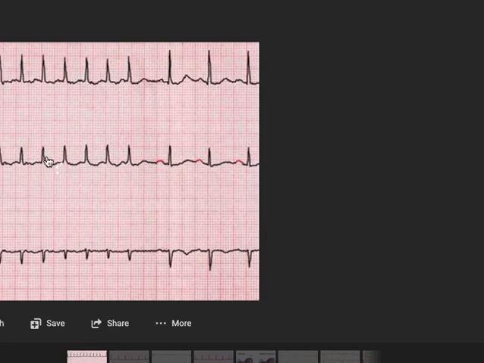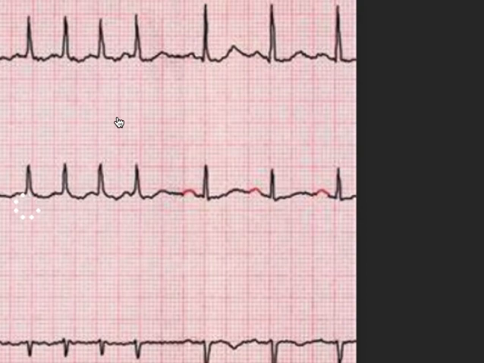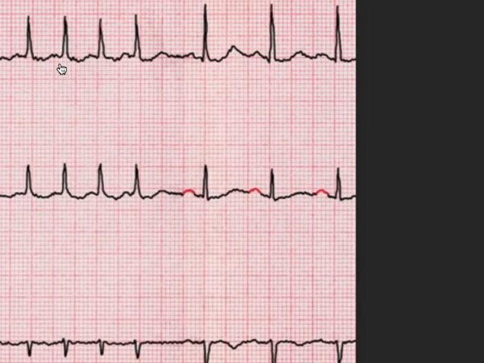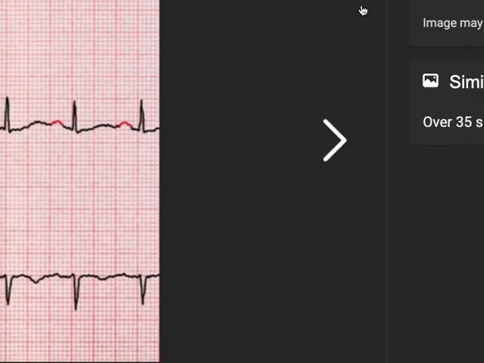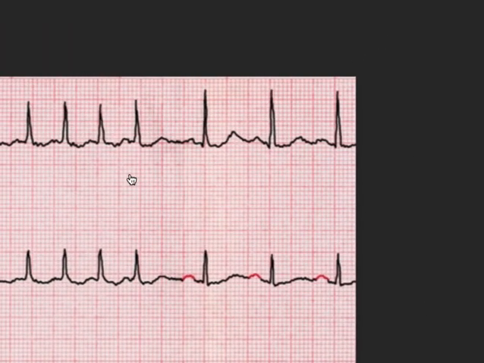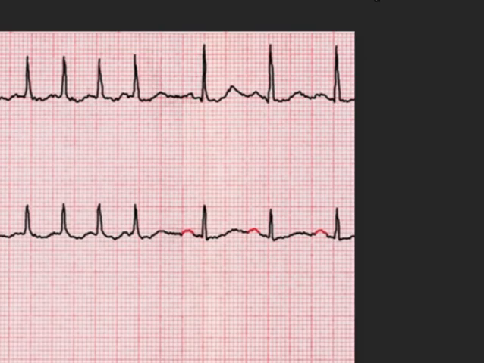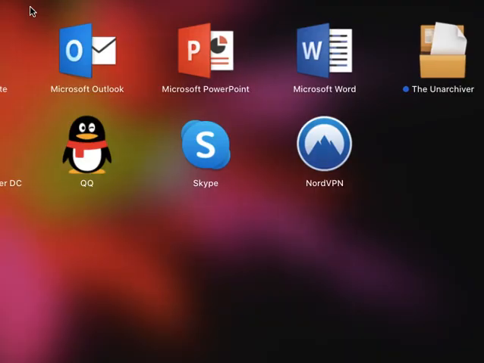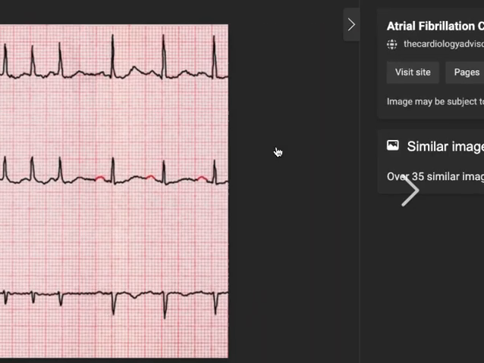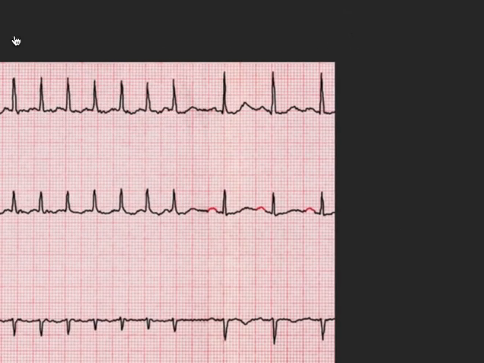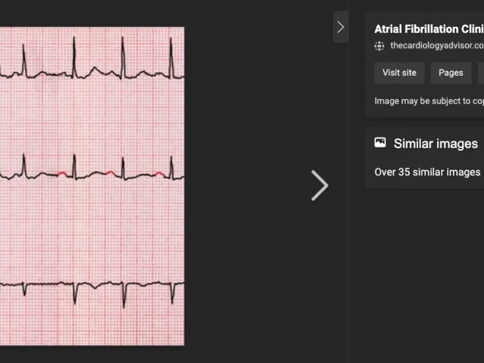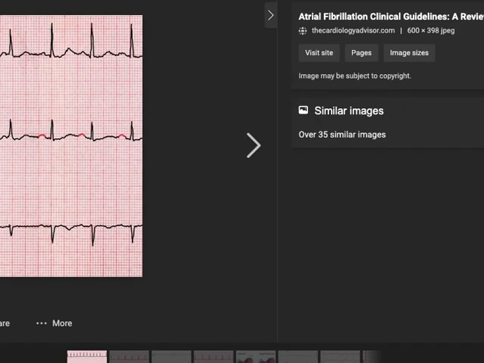So whenever we get an ECG of atrial fibrillation, I'm just zooming in. Can you appreciate any P waves? Of course not. There are no P waves. Why? Because the atria are beating so fast that we don't see any P waves in these patients. There are no P waves here.